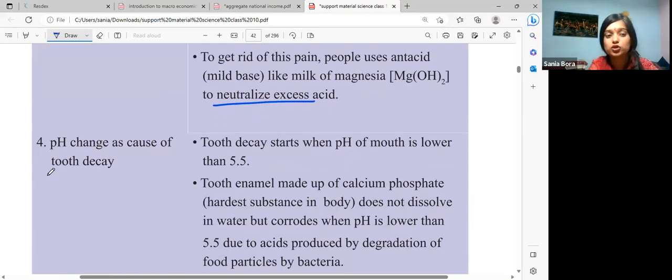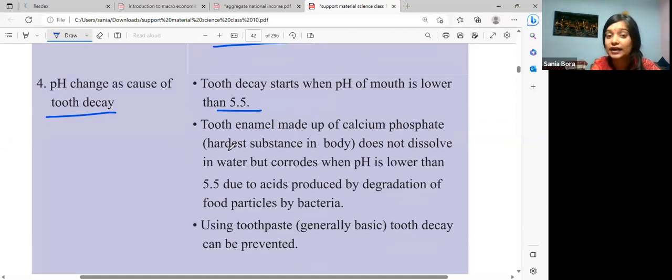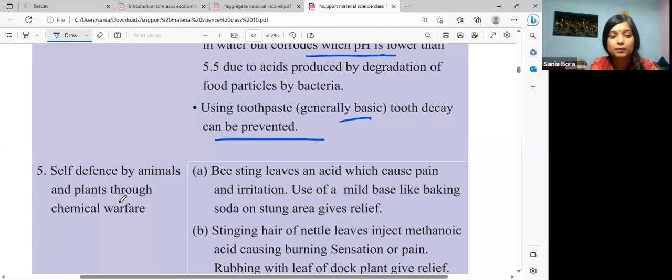Then pH changes cause tooth decay. Very, very important: tooth decay starts when the pH of the mouth is lower than 5.5. One marker question: when will tooth decay start? When the pH in your mouth falls below 5.5, it will cause decay. Tooth enamel is made up of calcium phosphate, the hardest substance in our body. It does not dissolve in water, but corrodes when pH is lower than 5.5. If the pH is not less than 5.5, it will not erode, but once it is low, it will start eroding and lead to tooth decay. Using basic toothpaste, tooth decay can be prevented. Clear? Yes, ma'am.